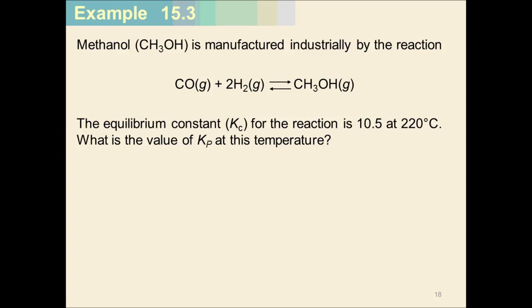Example 15.3 on slide 18. Methanol is manufactured industrially by the reaction of carbon dioxide and water to make methanol gas. The equilibrium constant for the reaction is 10.5 at 220 degrees Celsius. What's the value of Kp at this temperature?